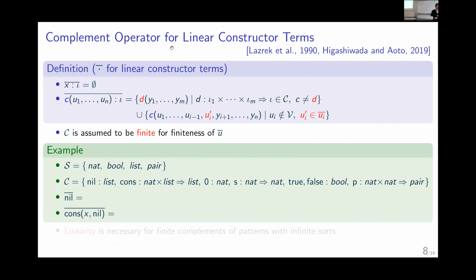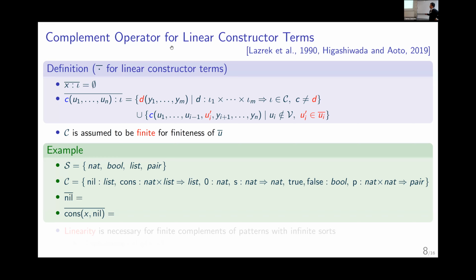And for implementation, we expect finite complements. So now I explain the key operator to compute the difference of patterns. This bar operator computes the complement of given constructor terms. For example, for a variable x, this returns the empty set because variable x represents all ground constructor terms with sort iota. And for non-variable terms, in this case, we replace the constructor by a different one from left to right.